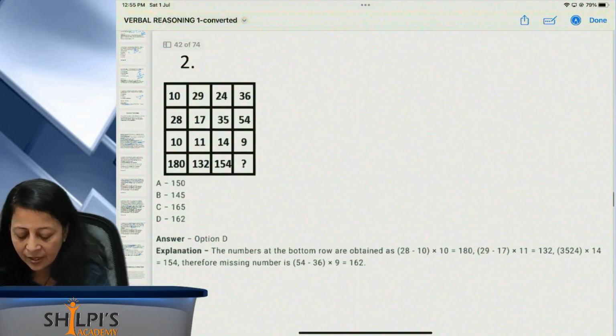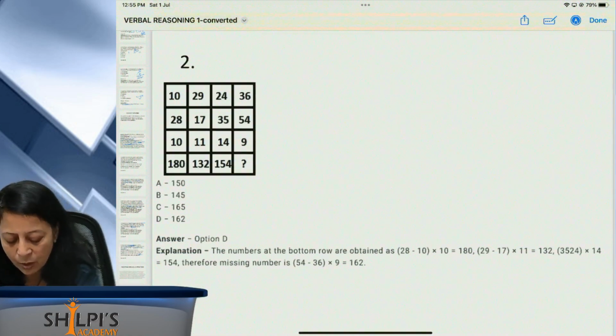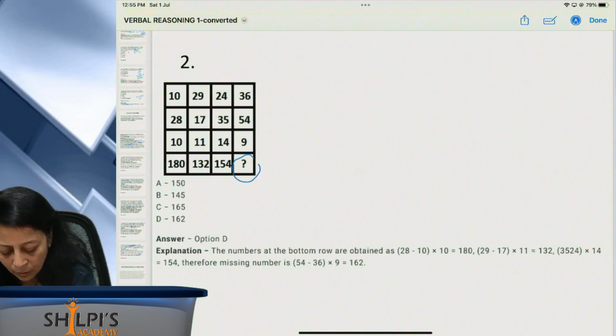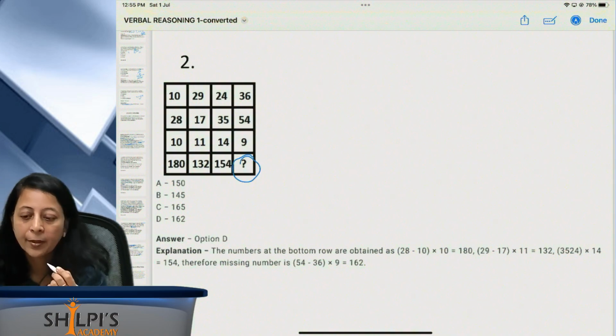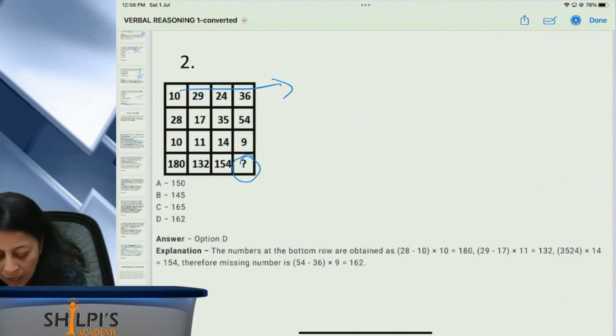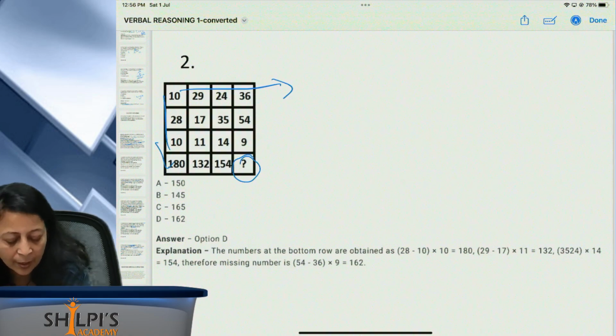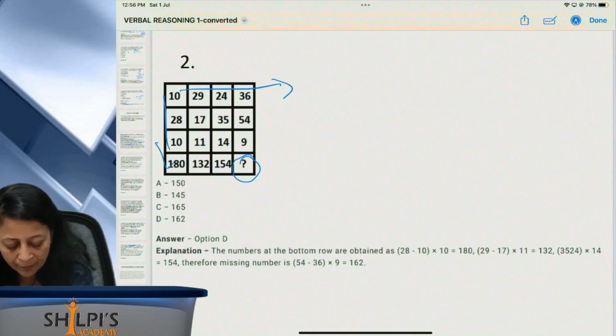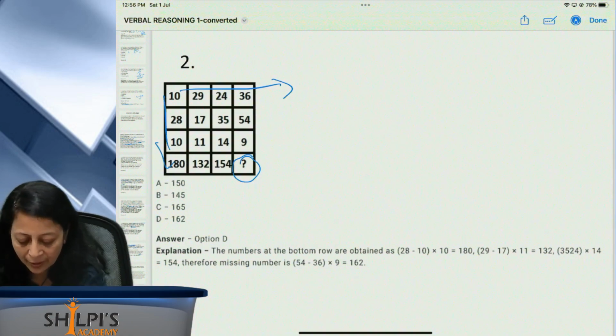Second one is, you have multiple boxes 10, 29, 24, 36, and so on. So, what could come in this box? This is a little bit difficult because you have a lot of boxes. First, find the relationship between your rows and columns, and then probably you can come to a conclusion. When you find some relationship between the rows and the columns, what are we going to get here?